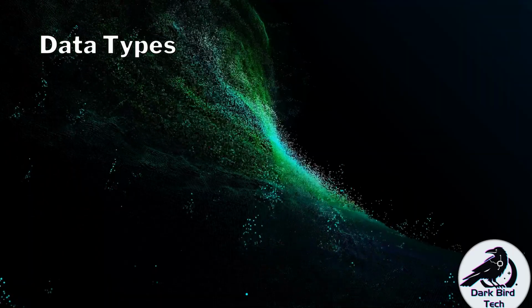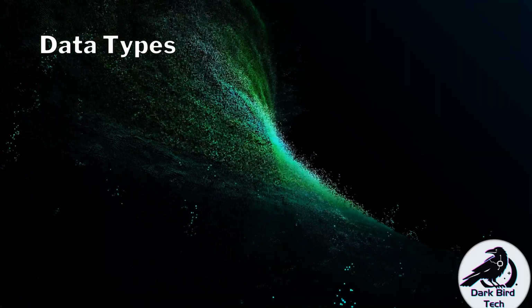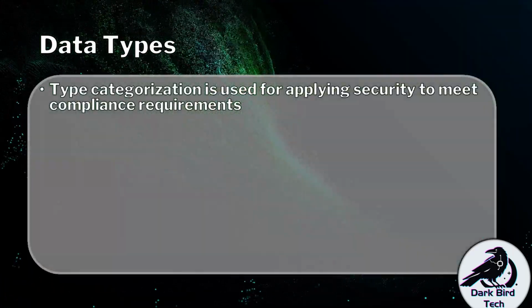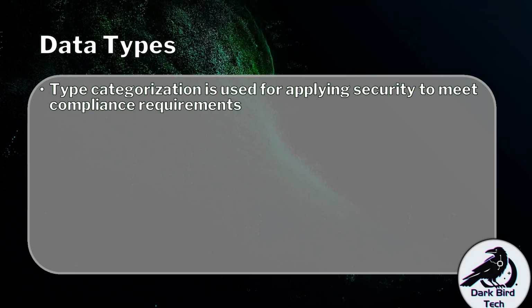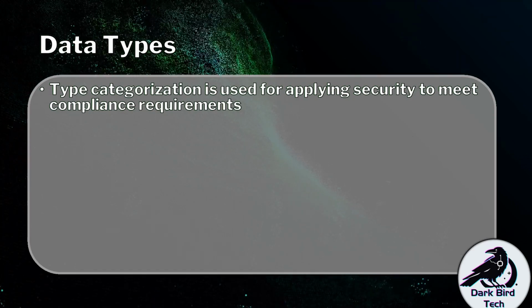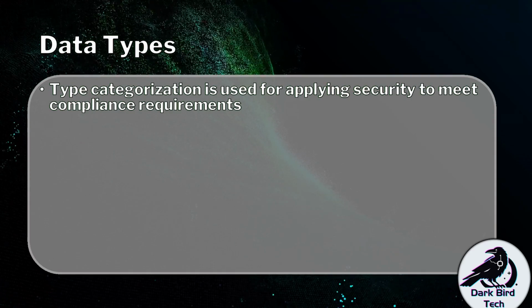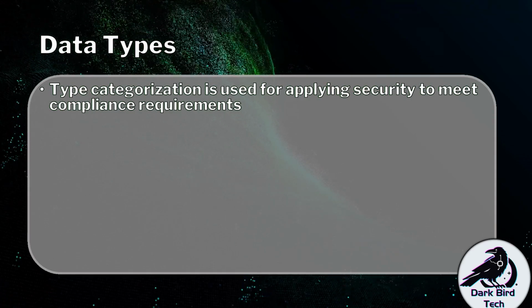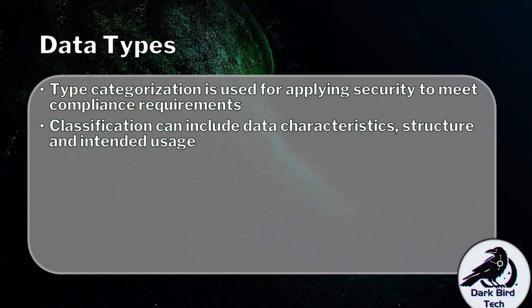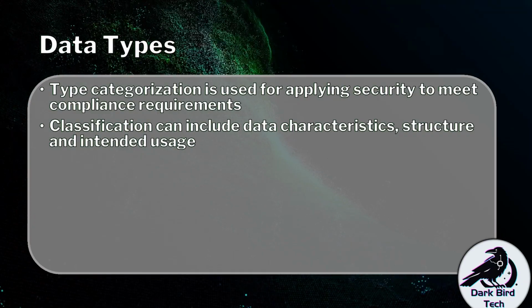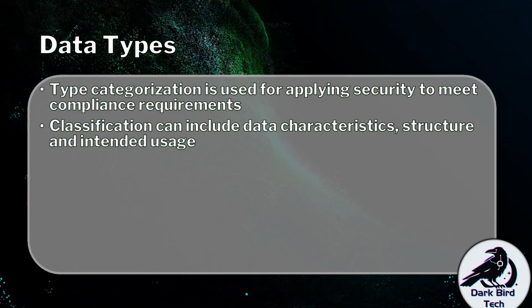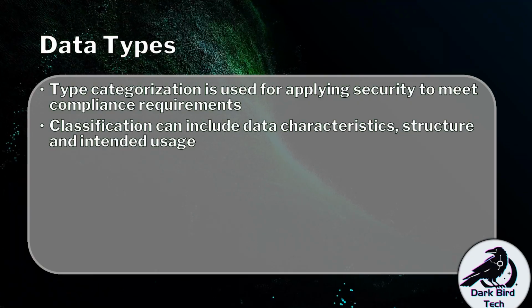First of all, let's start out with our data types. The type categorization is going to be used to help us apply appropriate security so that we can meet compliance requirements that may be applied to the data based on what the data is. And the classification can include data characteristics, structures, and probably most importantly, the intended usage.